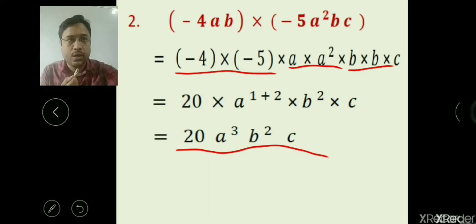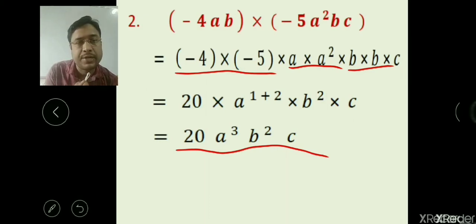So this way you can multiply monomials. First you separate their numerical values, and then stepwise, one by one, you select the variables and multiply them. First try to choose the variables where the base is the same, so that you can use that rule and add the exponents. The same I have done here. First I took a, then I took both the b's, and at the last c is alone.